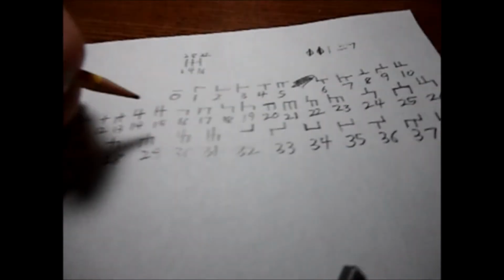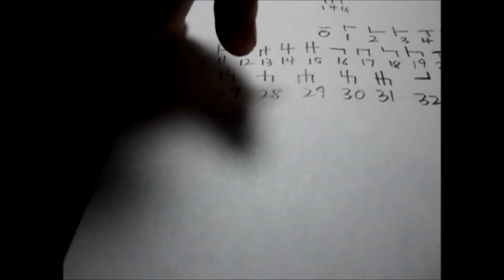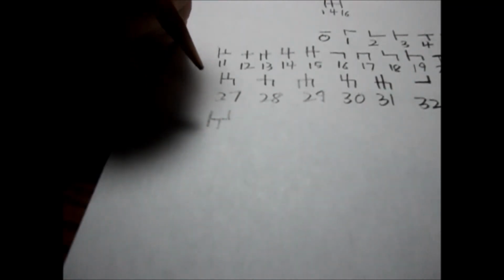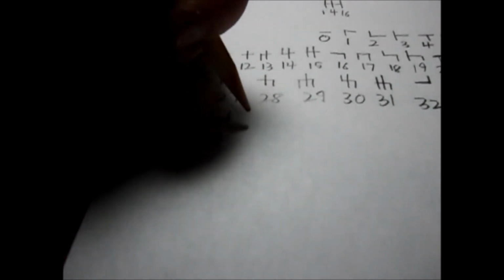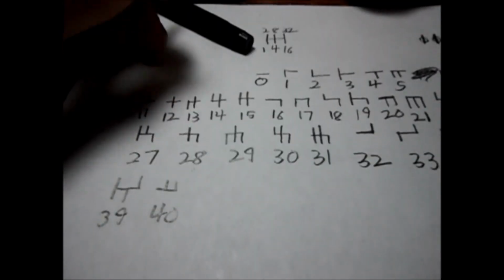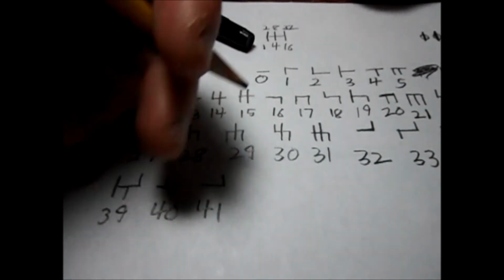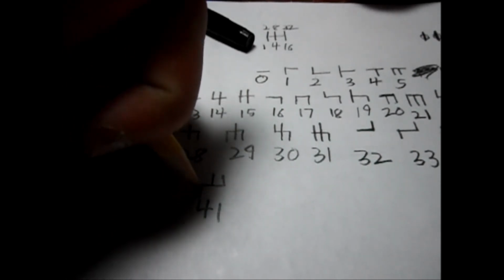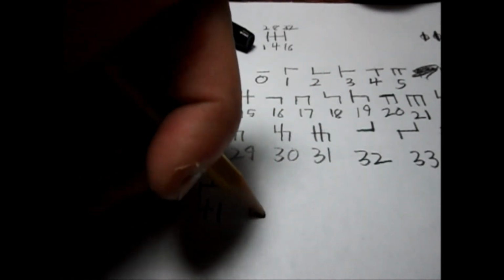35, 32 plus 3, 36, 32 plus 4, 37, 39, and then now it's 32 plus 8, so this is 40. And we'll just keep going up. Up until 7. 42.